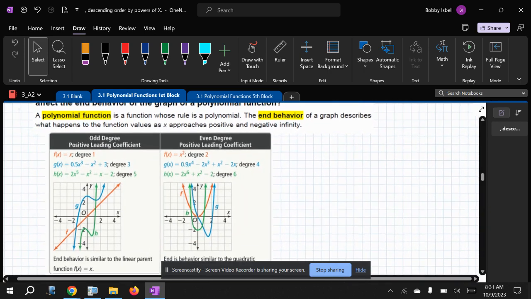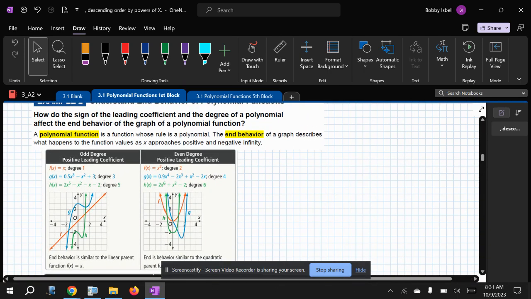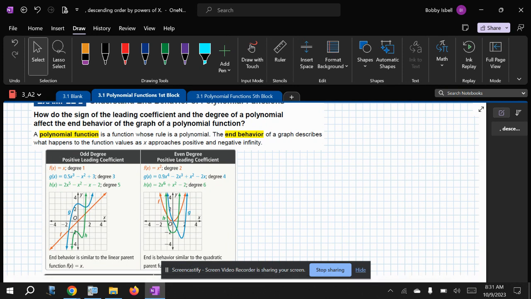All right, so here is kind of taking what I've been talking about with end behavior and putting a picture to it and what's going on there. The end behavior of the graph of a polynomial function describes what happens to the function values as x approaches positive and negative infinity. So we're talking about as we get out to the left extreme values and to the right extreme values. So as x is really, really big to the right or really, really negative to the left. That's what end behavior describes.